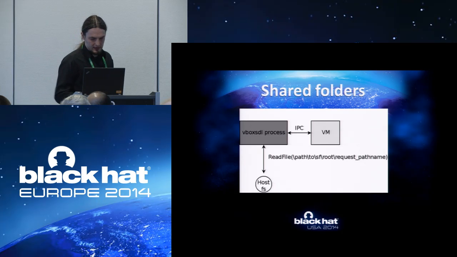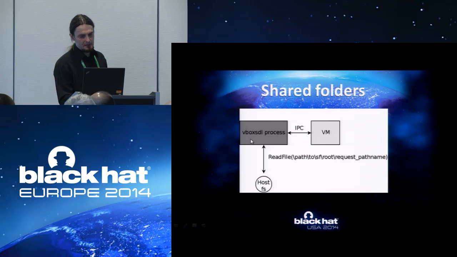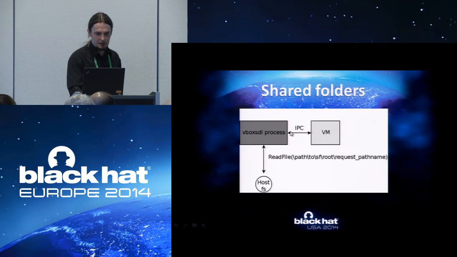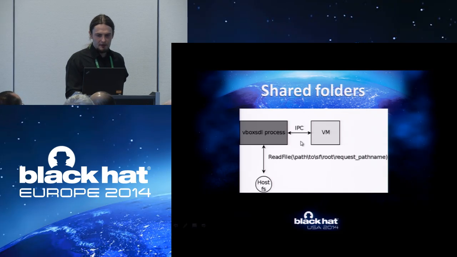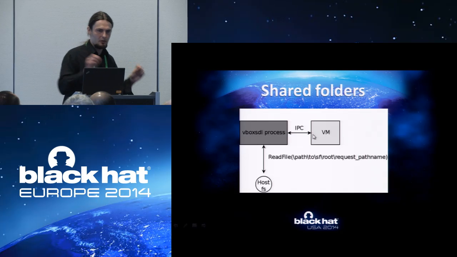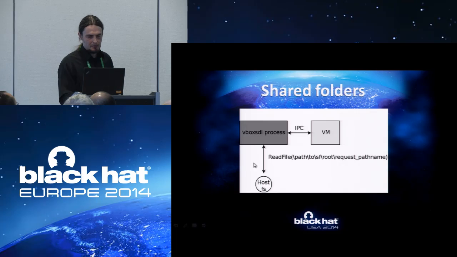Okay, these VirtualBox vulnerabilities are mostly related to the shared folder functionality. So just to reiterate how it works. You have a VM. That VM has some communication channel to the VBox SDL process that runs on the host, so outside of the VM. And the purpose of this communication channel is to give this VM access to some fragment of the file system of the host. So the protocol here is that the VM can send, please read some path name for me, and then this VBox SDL process does exactly that. It accesses the file that's under the shared folder's root and returns the result to the VM.